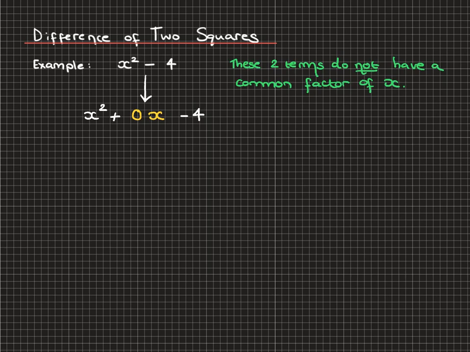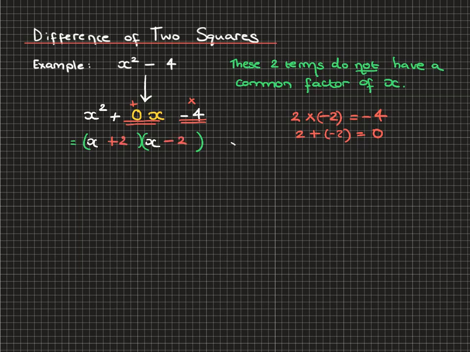Because now we know that when we factorise this, and we find the pair of factors, the brackets will both begin with x, and the numbers that we're looking for will need to multiply together to give us negative 4, but add together to give us 0. Now there's only one pair of numbers that will do that. 2 multiplied by negative 2 will give us negative 4, and 2 add negative 2 will give us 0. So the brackets are x plus 2 and x minus 2.